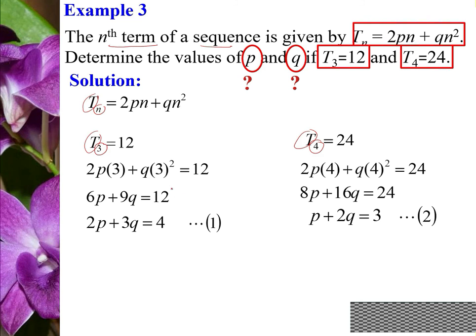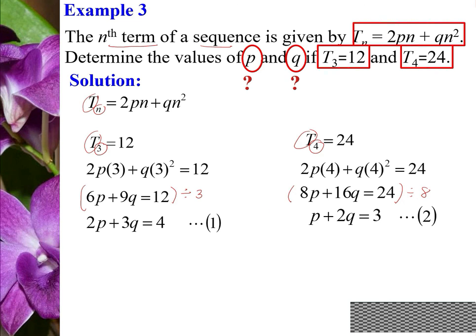Alright, here, I forgot to explain that 6p plus 9q equal to 12. How can it be 2p plus 3q equal to 4? It's because we want to simplify it further. Everything can be divided by 3. And same for this line. 8p plus 16q equal to 24. How can it be p plus 2q equal to 3? Because all of this can be divided by 8. Because you want to simplify it further. If you don't want to simplify, it's also possible, but then you get large numbers to deal with.